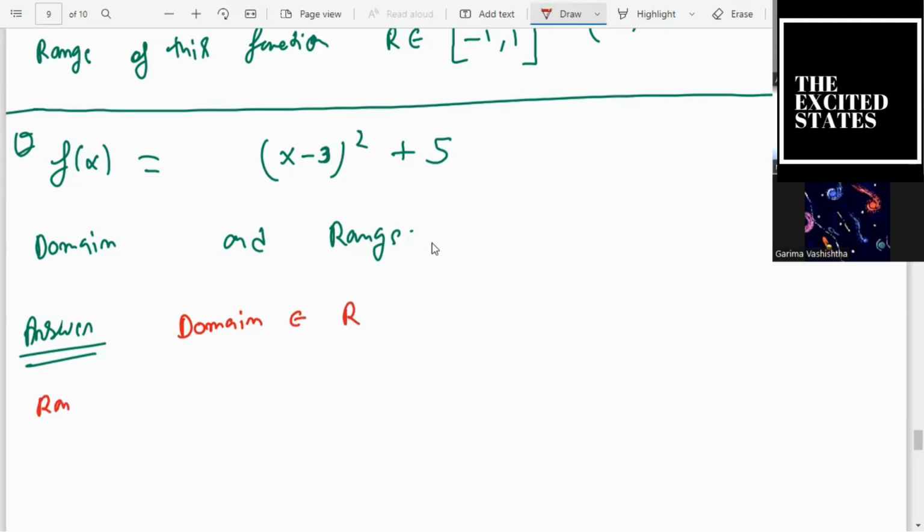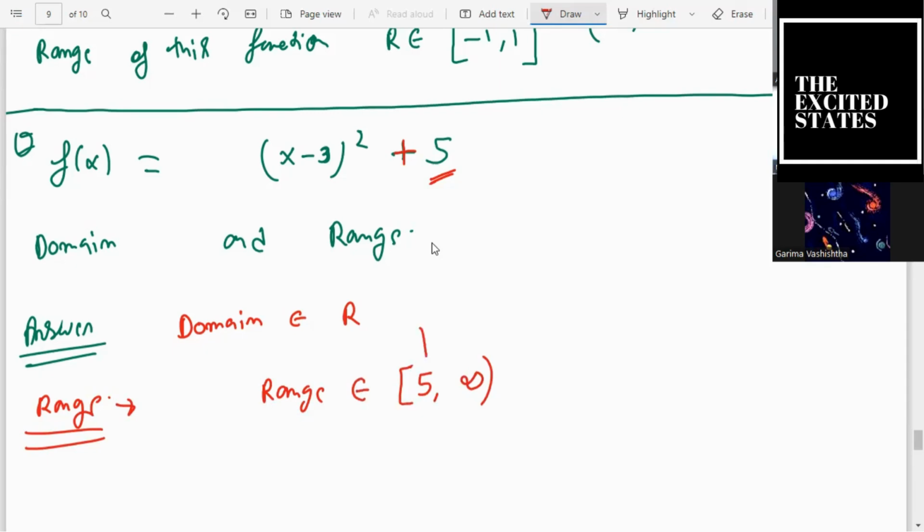Now the challenge is to find the range. How will we find the range? Sorry, this is plus 5, not minus 5. The range is more than or equal to plus 5, that means from 5 till infinity. In set notation, we will write it like this: from 5 till infinity.